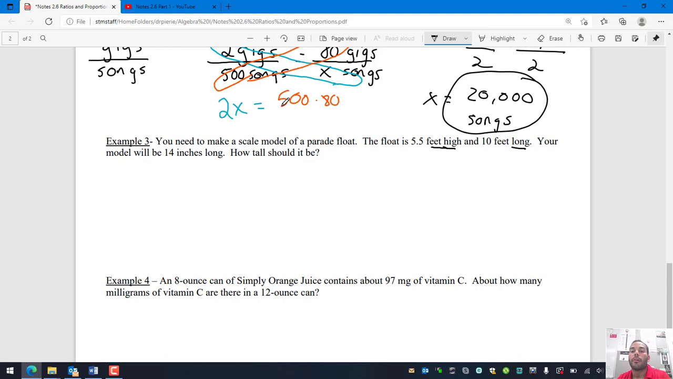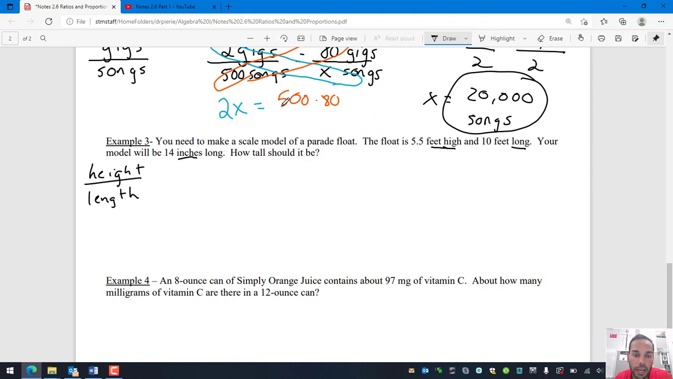Okay, so first of all, make your decision. What do you want to be on top? What do you want to be on bottom? Let's say height is on top, and then length is on bottom. Couple weird things with this that we have to be careful about. When I talk about the float, I'm measuring it in feet, but when I talk about the model, I'm talking about it in inches. So before we do any sort of work, we got to get on the same page between these two units of measure. I think the easier option here is to multiply all these numbers by 12 and rewrite it as inches.